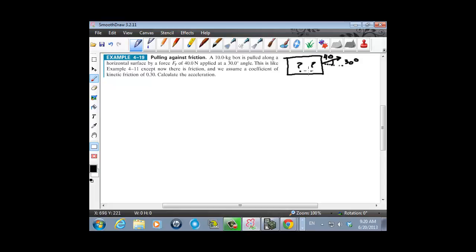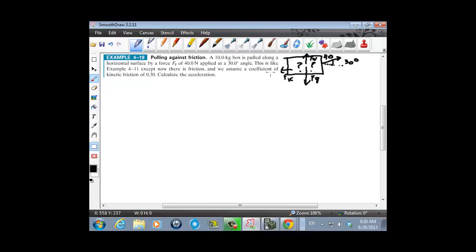What other forces do we have acting on this box? Gravity down. Yeah, we have gravity down, normal force up, and the friction to the left, which they tell us is kinetic friction.